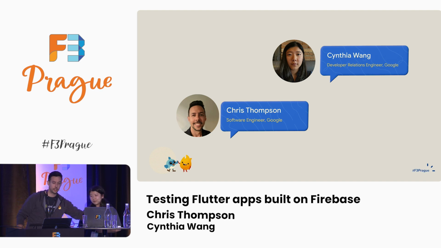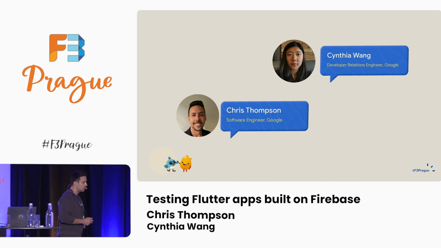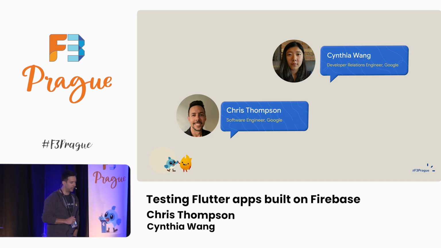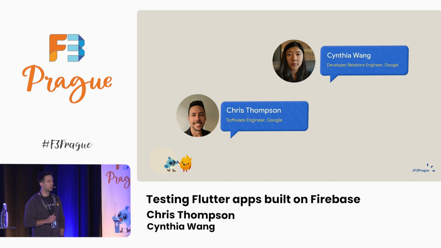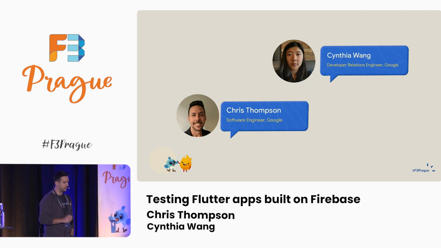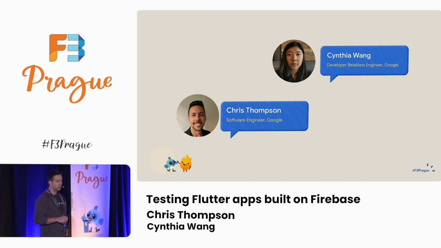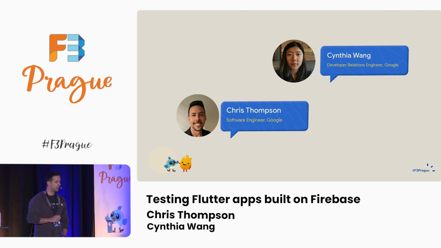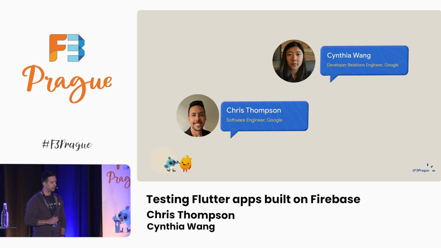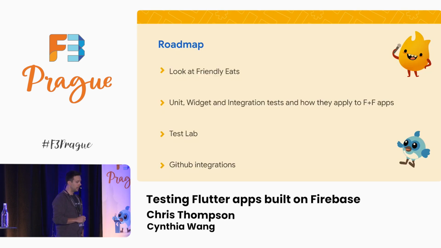All right, so what are we going to look at today? First, we'll look at Friendly Eats, a restaurant review app built on both Flutter and Firebase. We'll go over how to write unit, widget, and integration tests in Flutter, and how those tests might apply to your app specifically. We'll talk about Test Lab and how we can integrate with Firebase's Test Lab for mobile testing, specifically for Android tests. Finally, we'll go through some GitHub integrations and look at a continuous integration setup for our hypothetical app.